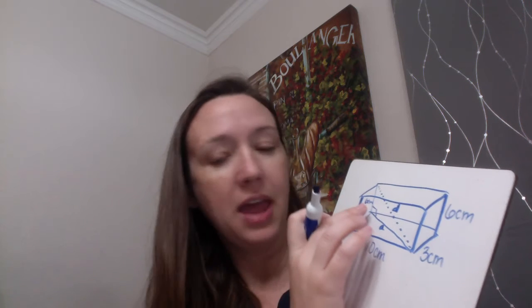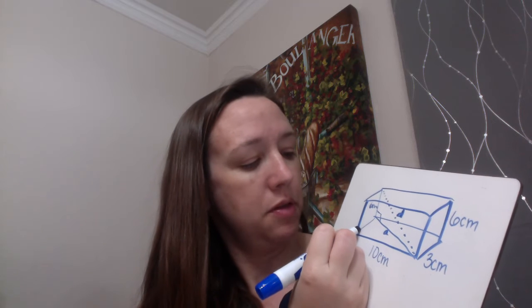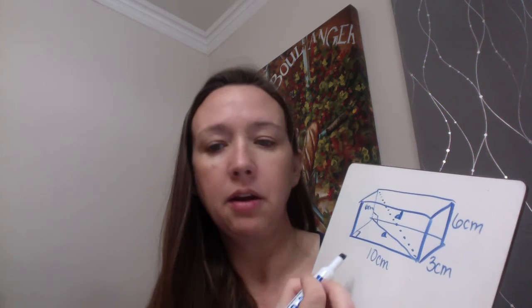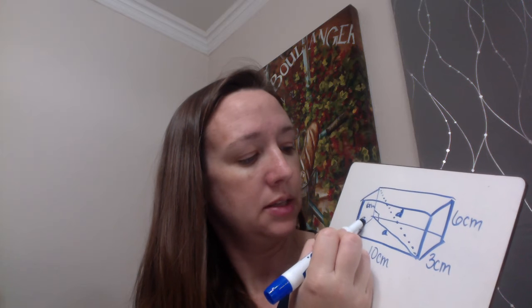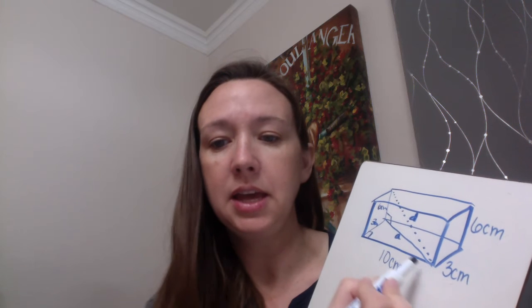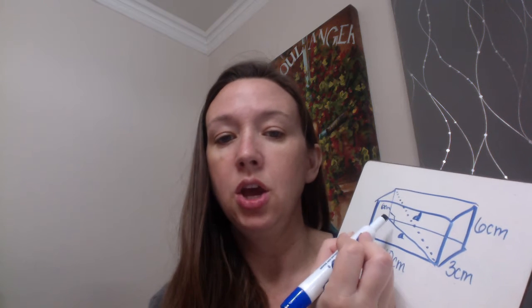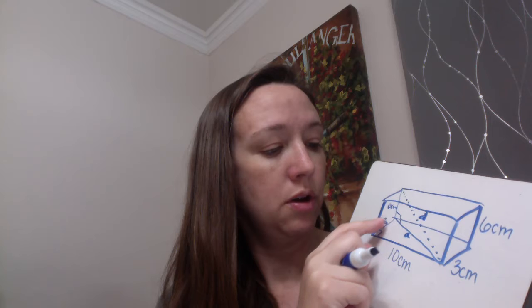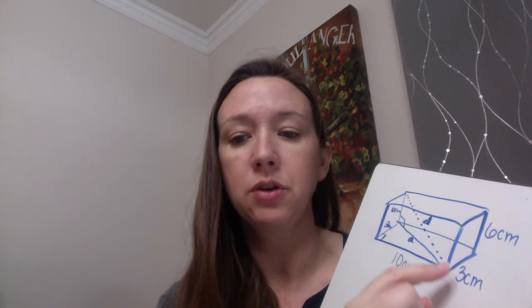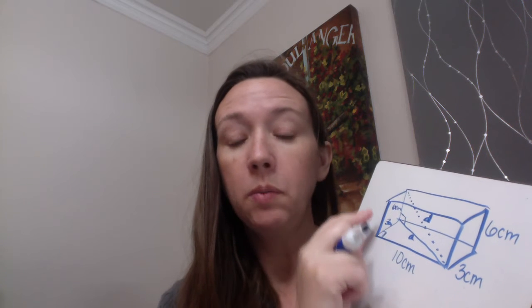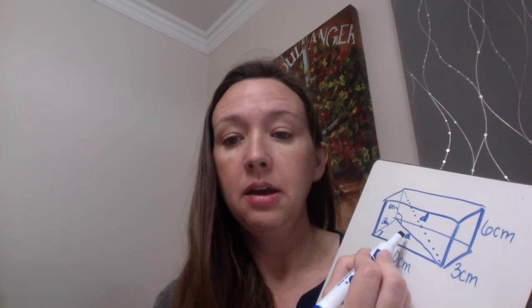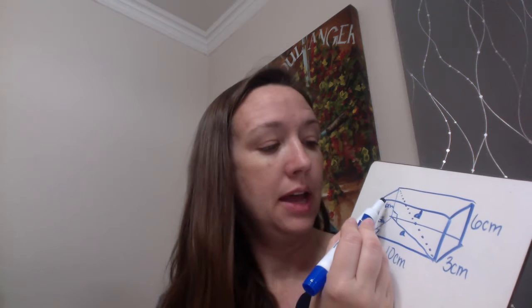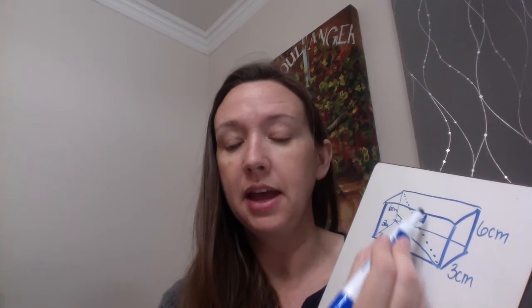I know that A is a part of this right triangle right here at the bottom of the box. And this side here is 3 centimeters. This side is 10, and then we have A. So we're going to first do a Pythagorean theorem problem with this triangle at the bottom. When we solve that one, we're going to get this A right here. Then we use that number and 6 to find the diagonal.